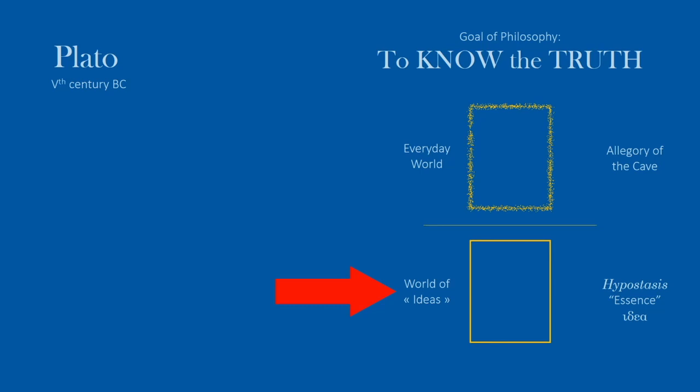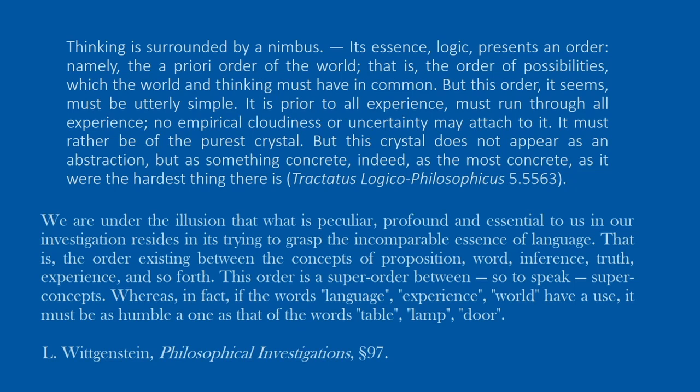Sure. So thinking is surrounded by a nimbus. Its essence, logic, presents... A nimbus is like the thing you see around the head of saints, a glowing thing which represents something magical. Aura, yeah, or nimbus. Nimbus is the word used in art. For example, when you represent saints on the wall of a church, the thing around their head is called a nimbus. You find this in Western cultures and Eastern cultures as well, in many cultures, representing some kind of magical energy radiating from a character.